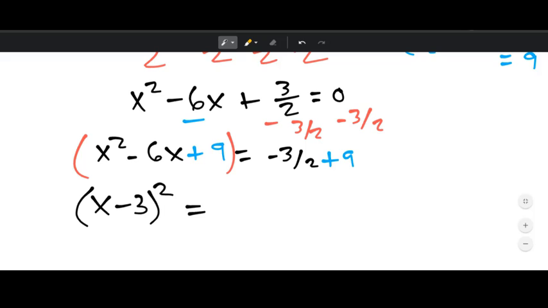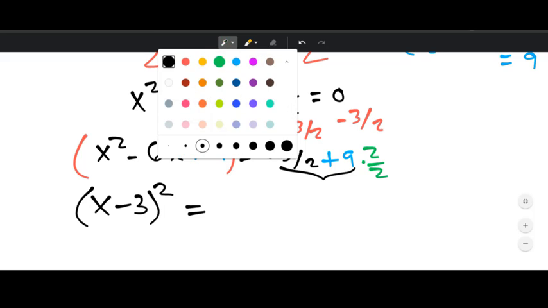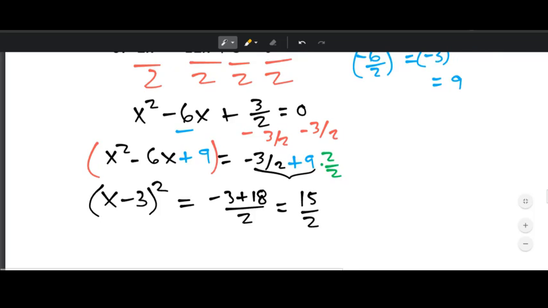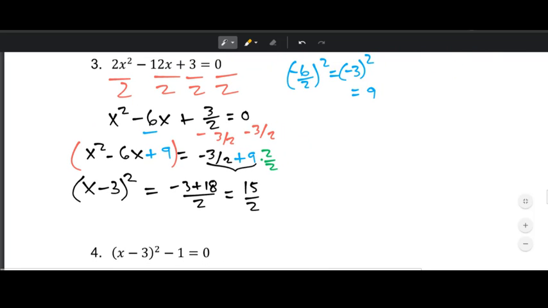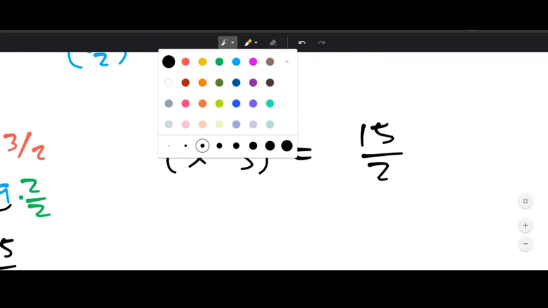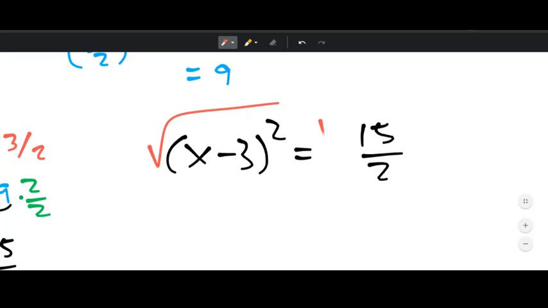And then the right side, let's go ahead and figure out what that equals. We do need a common denominator. So if you multiply 9 by 2/2, we end up with negative 3 plus 18 over 2, 15 over 2. Okay, so now we're ready to take the square root of both sides. So x minus 3 squared equals 15 halves. And then we'll take the square root of both sides, remembering to put our plus and minus.